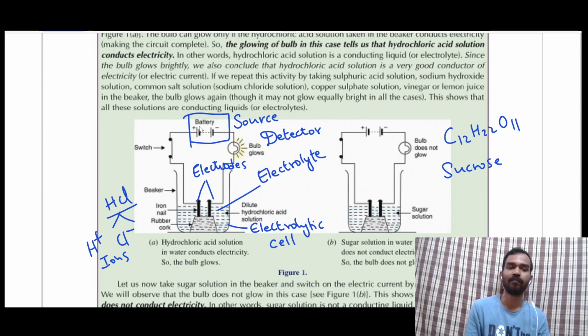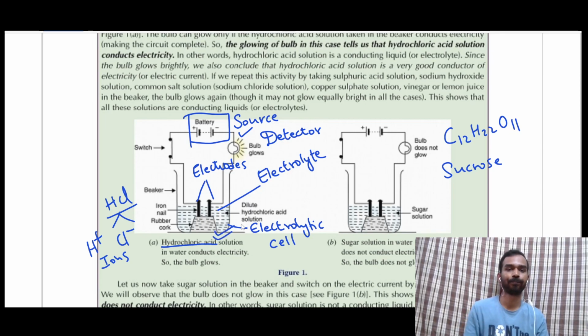So this will allow the electrons to flow, and here ions will flow. Then current is moving from here to here. Then again it will go back. So the bulb will glow. Yes. So HCl is a conductor.